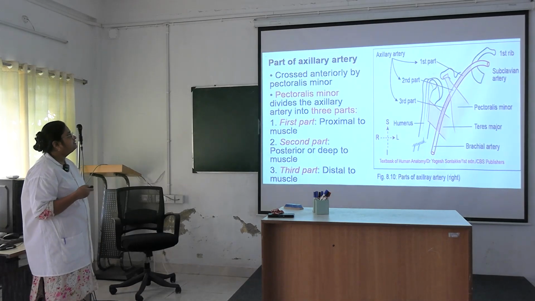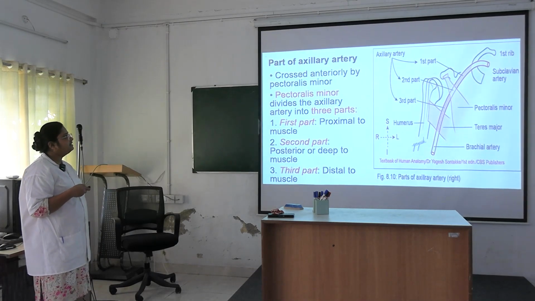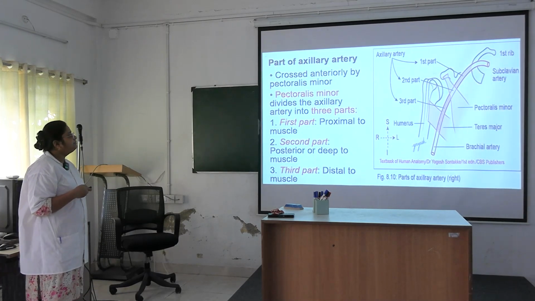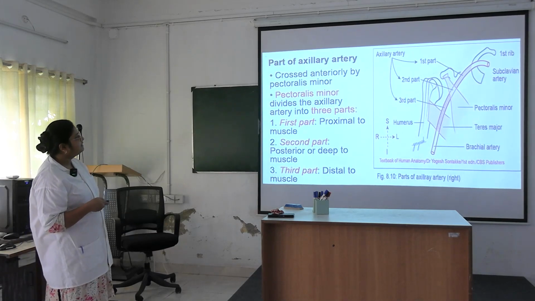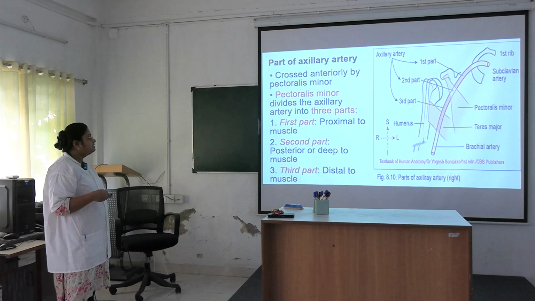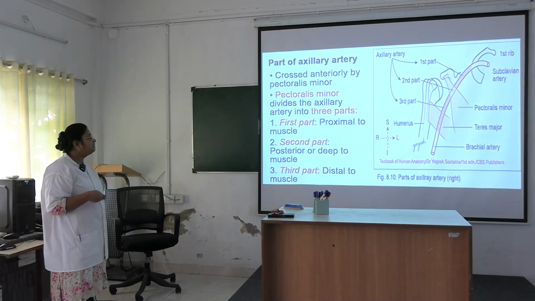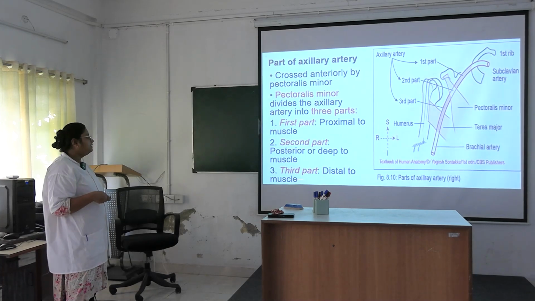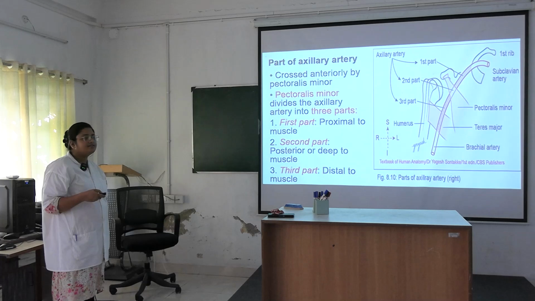So part of the axillary artery, it is crossed anteriorly by pectoralis minor. Pectoralis minor divides the artery into three parts. First part lies proximal to the muscle, second part is lying posterior or deep to the muscle, and third part lies distal to the muscle.